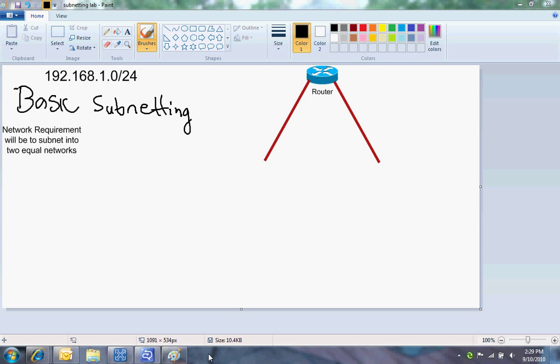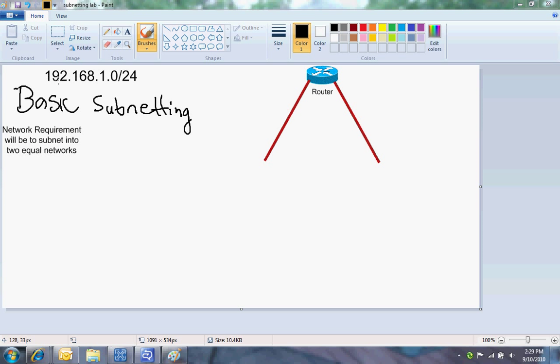Now, this is going to be a series of videos that will walk you through from a very basic subnetting exercise through to more complicated ones, such as subnetting across the octet boundary and subnetting based on host requirements. This basic subnetting exercise is just going to deal with network requirements. As we can see in here, I'm going to be using the address of 192.168.1.0 with a CIDR notation or prefix notation of 24.